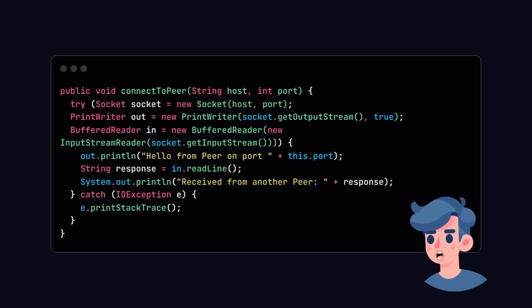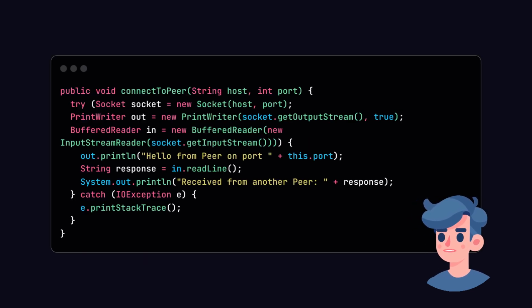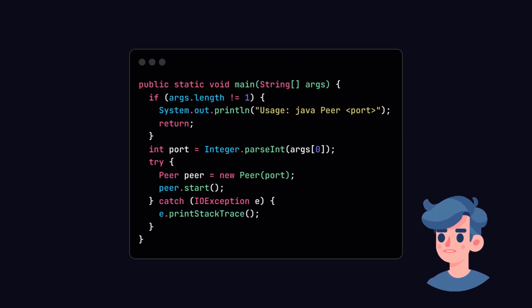Next, we need to implement a way for peers to connect to each other. Let's add a connectToPeer(String host, int port) method in the Peer class. This method will establish a connection with another peer. Let's add a main method to our Peer class to allow us to run the peer and test the connection logic. We will take user input for the port number to run the peer.